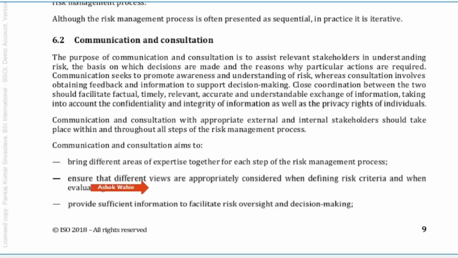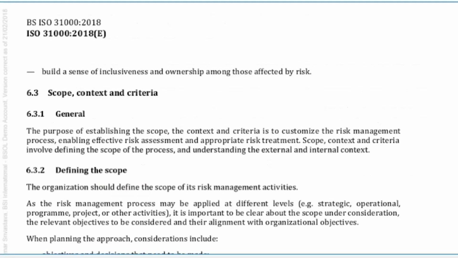and decision making. Even the top management will understand, okay, we have taken a decision to mitigate this risk. We'll put these controls. This is the budget. This is the timeline. So they will know what is the purpose and what is the impact if we do not do it. So it will help them to take a decision. Okay. And last is this: build a sense of inclusiveness and ownership among those affected by risk.